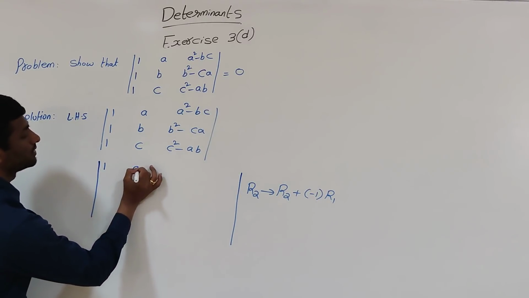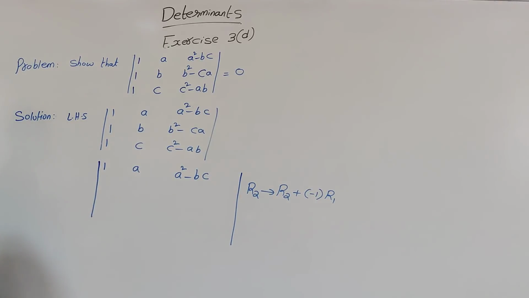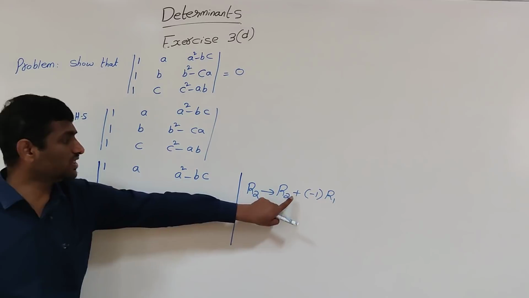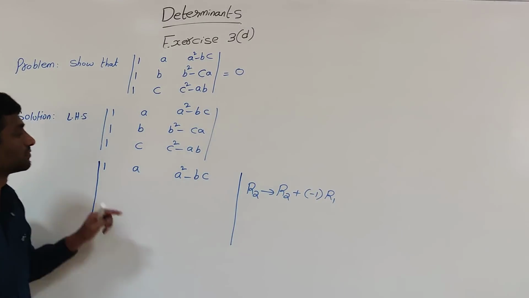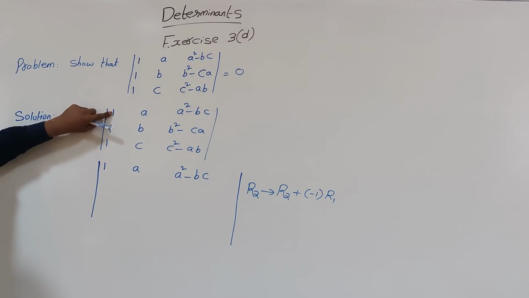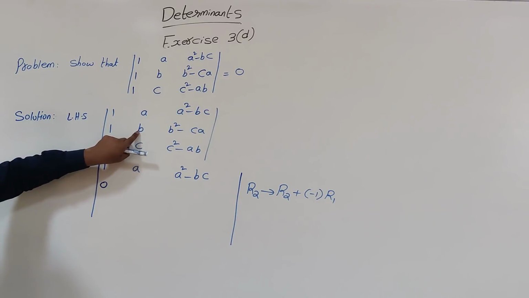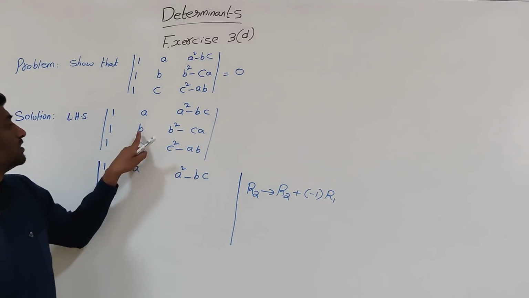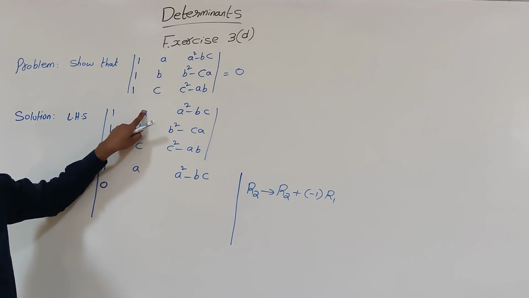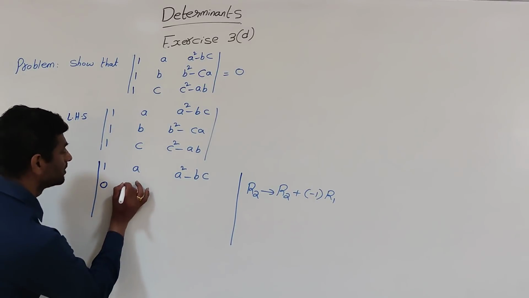1, A square minus BC. Next, what is the operation? Elements of row 2 are added with minus 1 times row 1. So 1 plus minus 1 times the corresponding element 1, so it will be 0. Coming to here, the element of row 2 is B plus minus 1 times the corresponding element of row 1, A. So it will be B plus of minus A, so it will be B minus A.